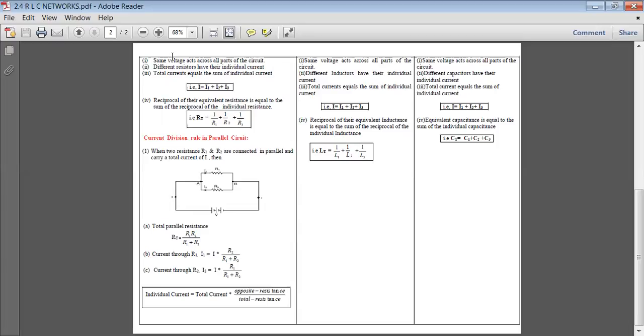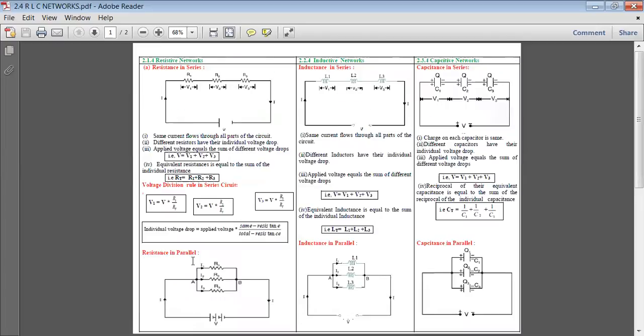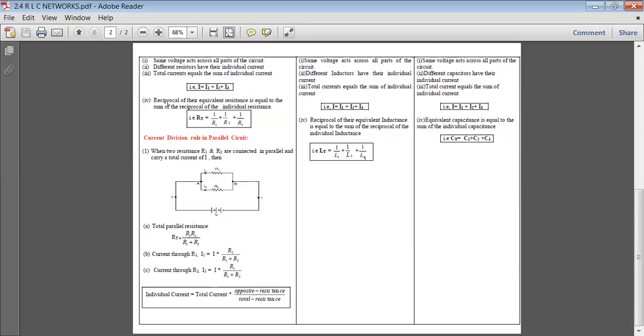Fourth one, the reciprocal of the equivalent resistance is equal to the sum of the reciprocals of the individual resistances. Now I want to make a single resistance from R1, R2, R3. Then the formula will be 1 by RT is equal to 1 by R1 plus 1 by R2 plus 1 by R3.